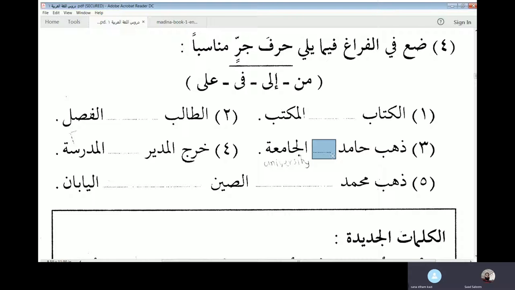Dhahaba Hamid ila al-jami'ati. Hamid went to the university.